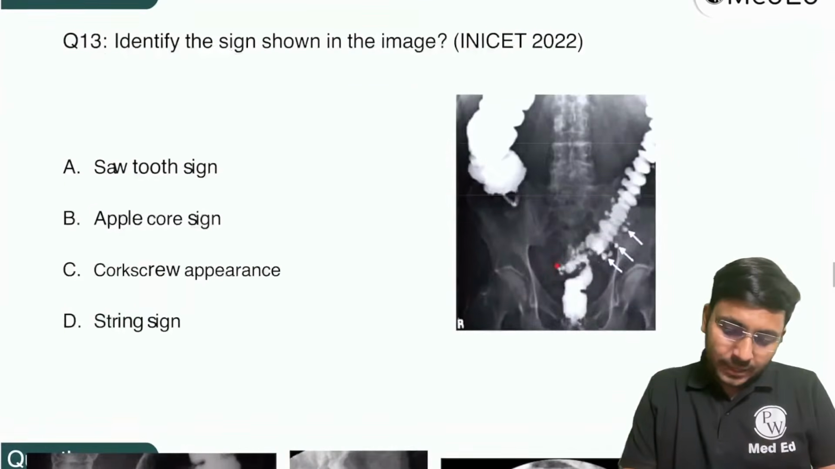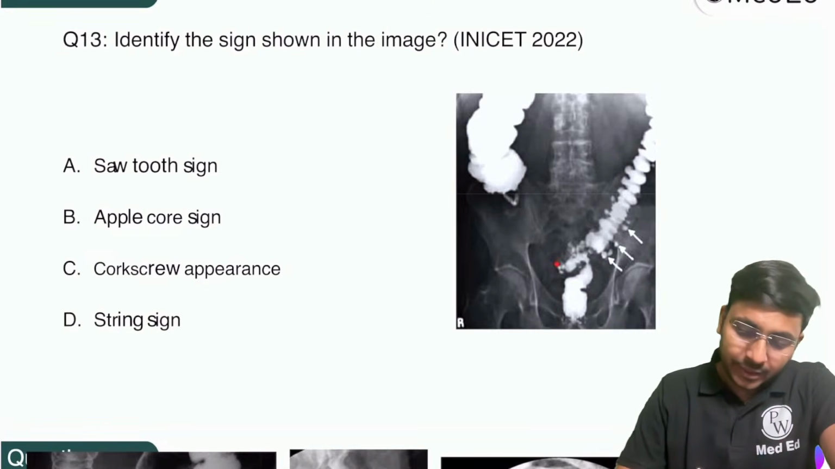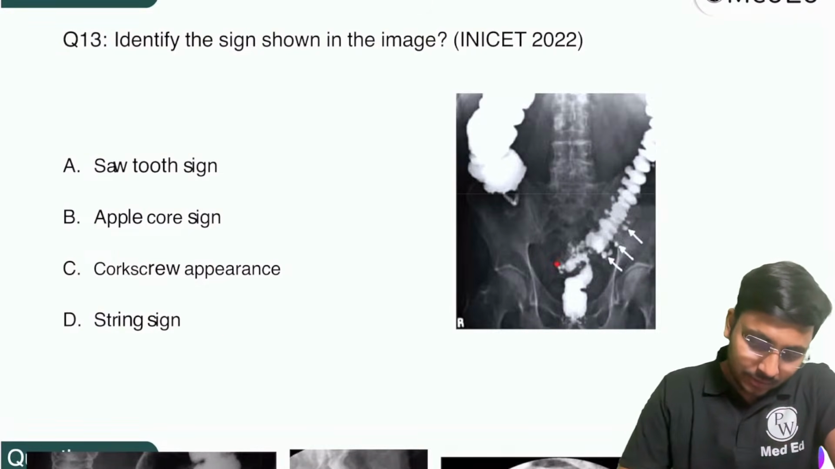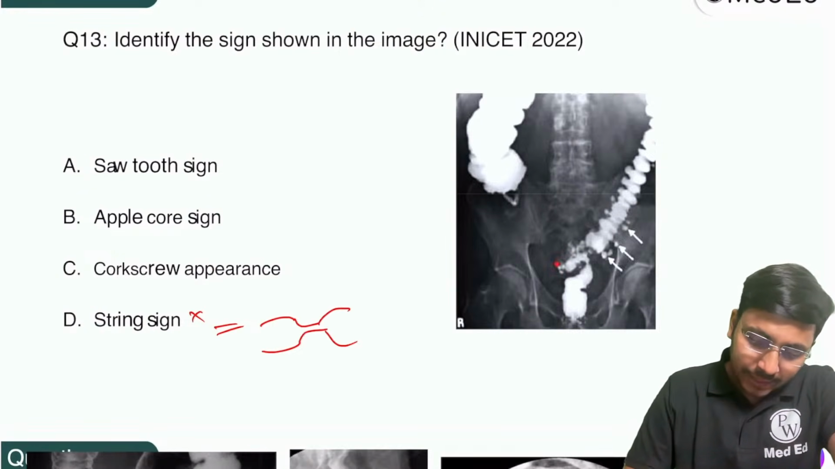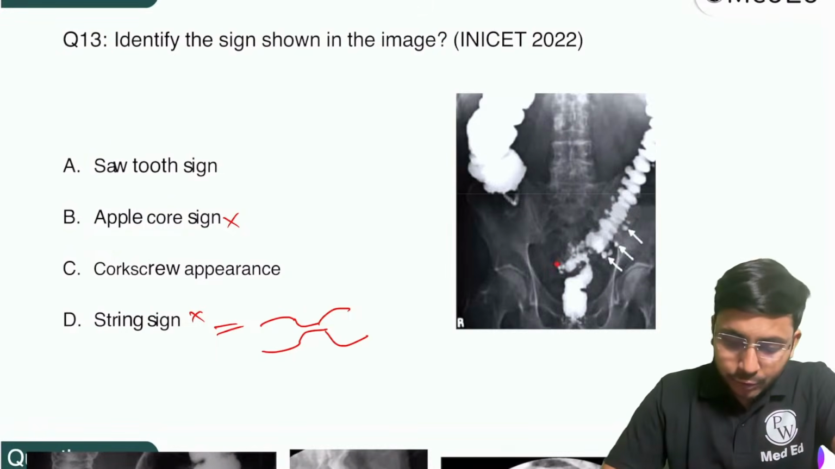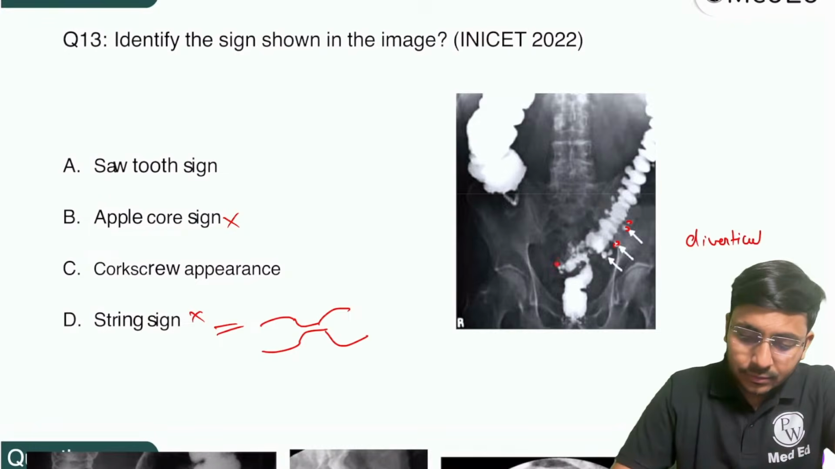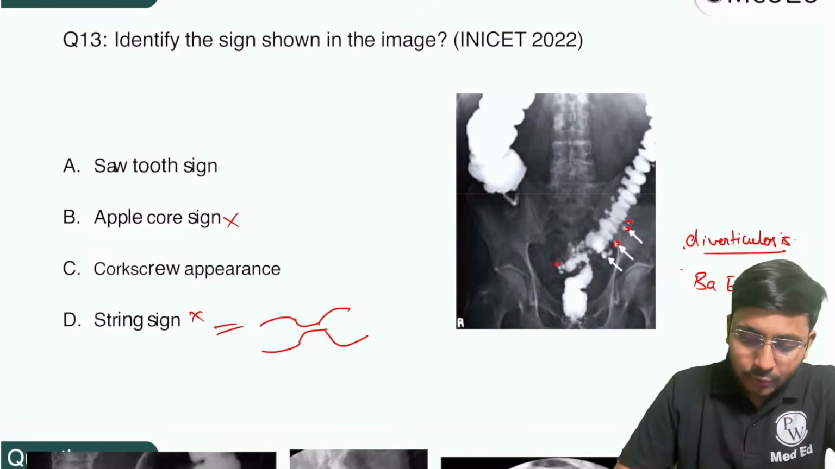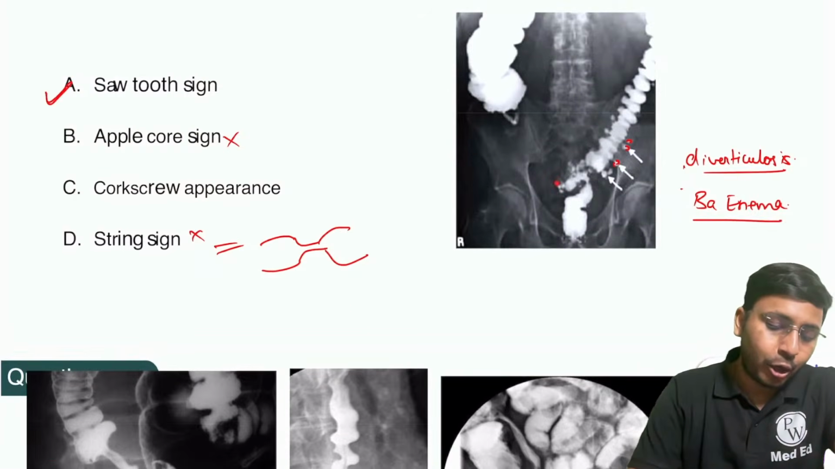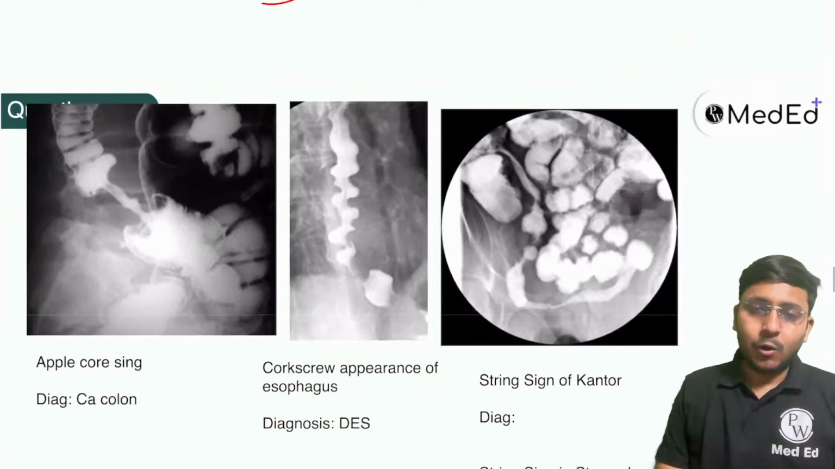Now identify the sign shown in the image. So what is this sign? Sawtooth sign, apple core sign, corkscrew appearance, or string sign. So string sign में तो string होगा, वैसे तो दिख नहीं रहा तो ये नहीं है. Apple core sign में क्या होता है? एक जगह डायलेटेड होता है, फिर नैरोइंग होती है, फिर डायलेटेड होता है, तो वो भी नहीं है. तो corkscrew भी ऐसा दिख रहा होता है और sawtooth भी ऐसा दिख रहा होता है. Now ये क्या है? So you see some diverticulae coming out. So this is diverticulosis. And what is this imaging? Barium enema. So barium enema, diverticulosis, you see sawtooth appearance, sawtooth sign. Answer is sawtooth sign.